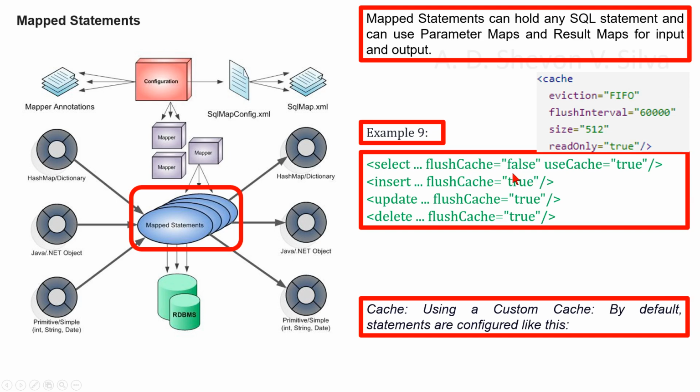For example, in some cases you may want to exclude the result of a particular select statement from the cache, or you might want a select statement to flush the cache. Similarly, you may have some update statements that don't need to flush upon execution.